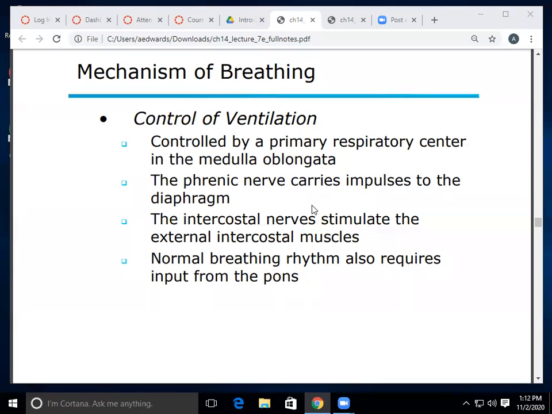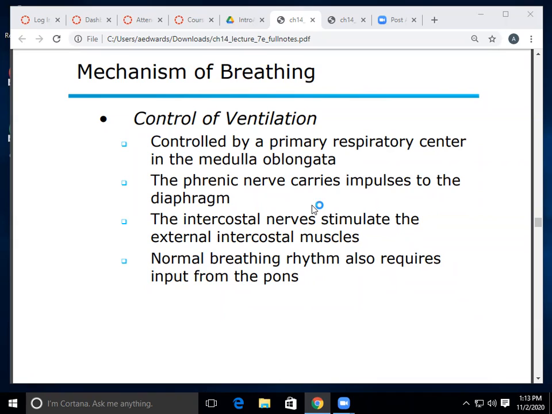So what is said to control ventilation? Well, it's controlled by what we call a primary respiratory center. It's housed in your medulla oblongata. Remember when we learned about the medulla oblongata in the nervous system? Yes, you kind of, sort of remember that. The phrenic nerve will carry impulses to your diaphragm, and the intercostal nerves stimulate your external intercostal muscles.